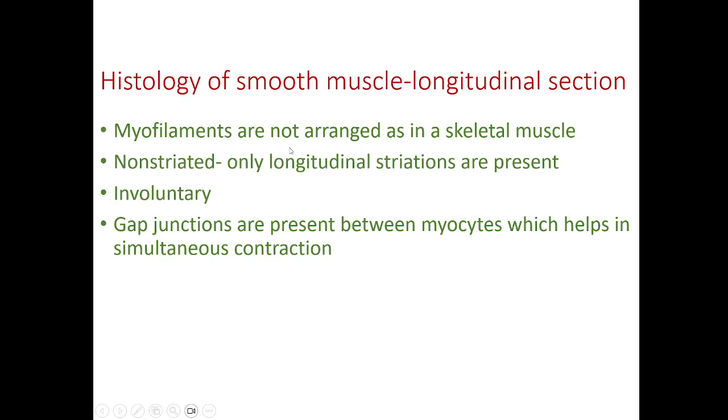Now, why does it appear smooth? Why can't we see striation? It is a muscle, so actin, myosin filaments will be present inside, but they are not regularly arranged. That gives a smooth appearance to this muscle. These muscles are involuntary. They are innervated by sympathetic and parasympathetic nerve fibers. Gap junctions are present between myocytes, which help in simultaneous contraction.